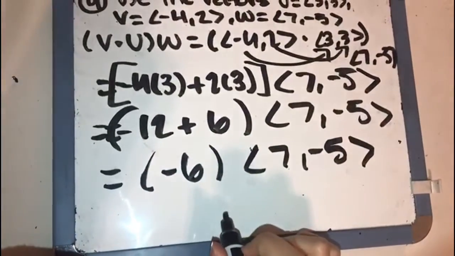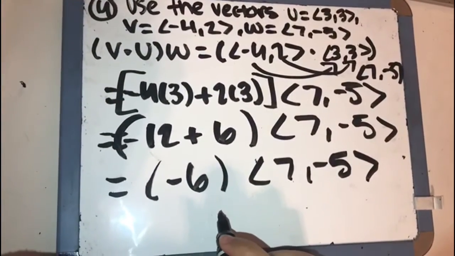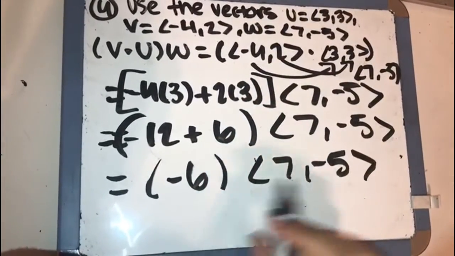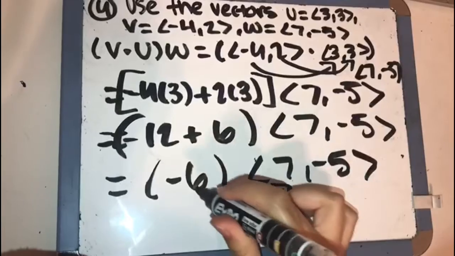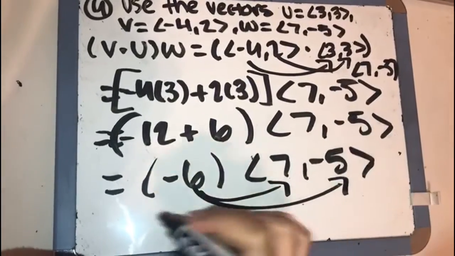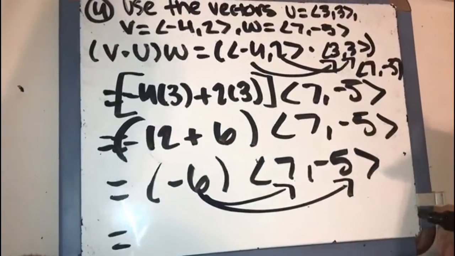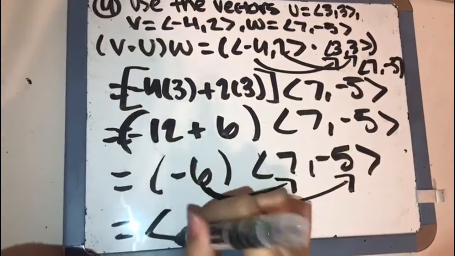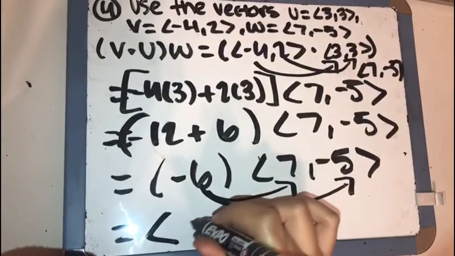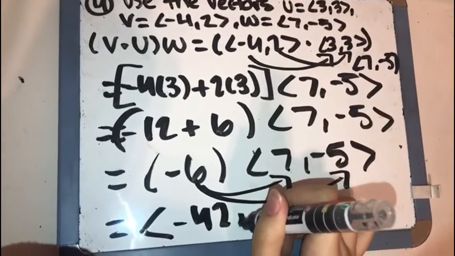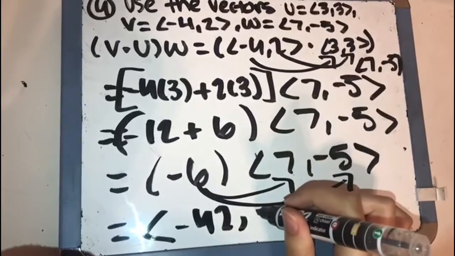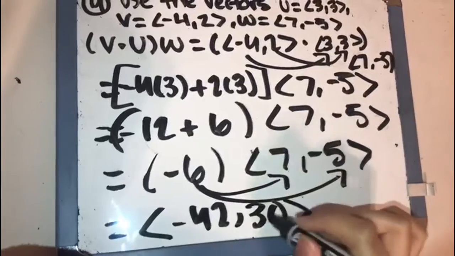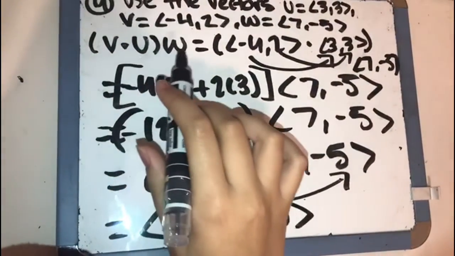Now this part is kind of tricky, but basically you're just distributing again, just like you did with the vector, but this time it's only with one number. So it's going to be -6 times 7, and then -6 times -5. When you distribute them, you will find the vector: -6 times 7 is what? -42, and -6 times -5, which would be +30. Now, this is the answer for v times u times w.